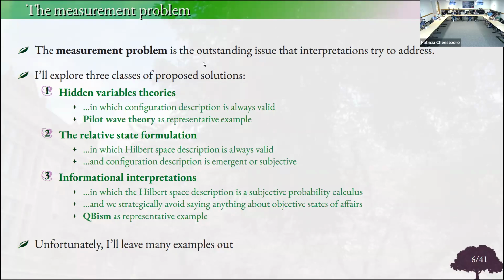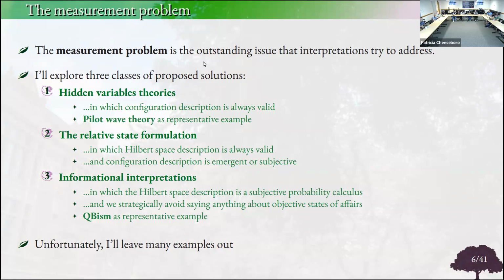Because there are so many, there's no way I can go over all of them in an hour, and I'm going to focus on just 3 classes of proposed solutions, and in fact, one representative example from each. One of these is hidden variables theories, in which the classical-like description in terms of configurations is always valid even for microscopic systems. Then I will talk about the relative state interpretation, which goes in the opposite direction. It says the Hilbert space description from the axioms of quantum mechanics is always valid even for macroscopic systems.